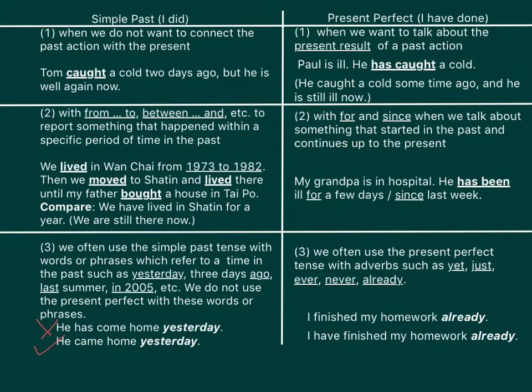3. For present perfect tense, we often use the present perfect tense with adverbs such as yet, just, ever, never, or already. So when you say, I finished my homework already, that's wrong. And if you say, I have finished my homework already, that's correct.